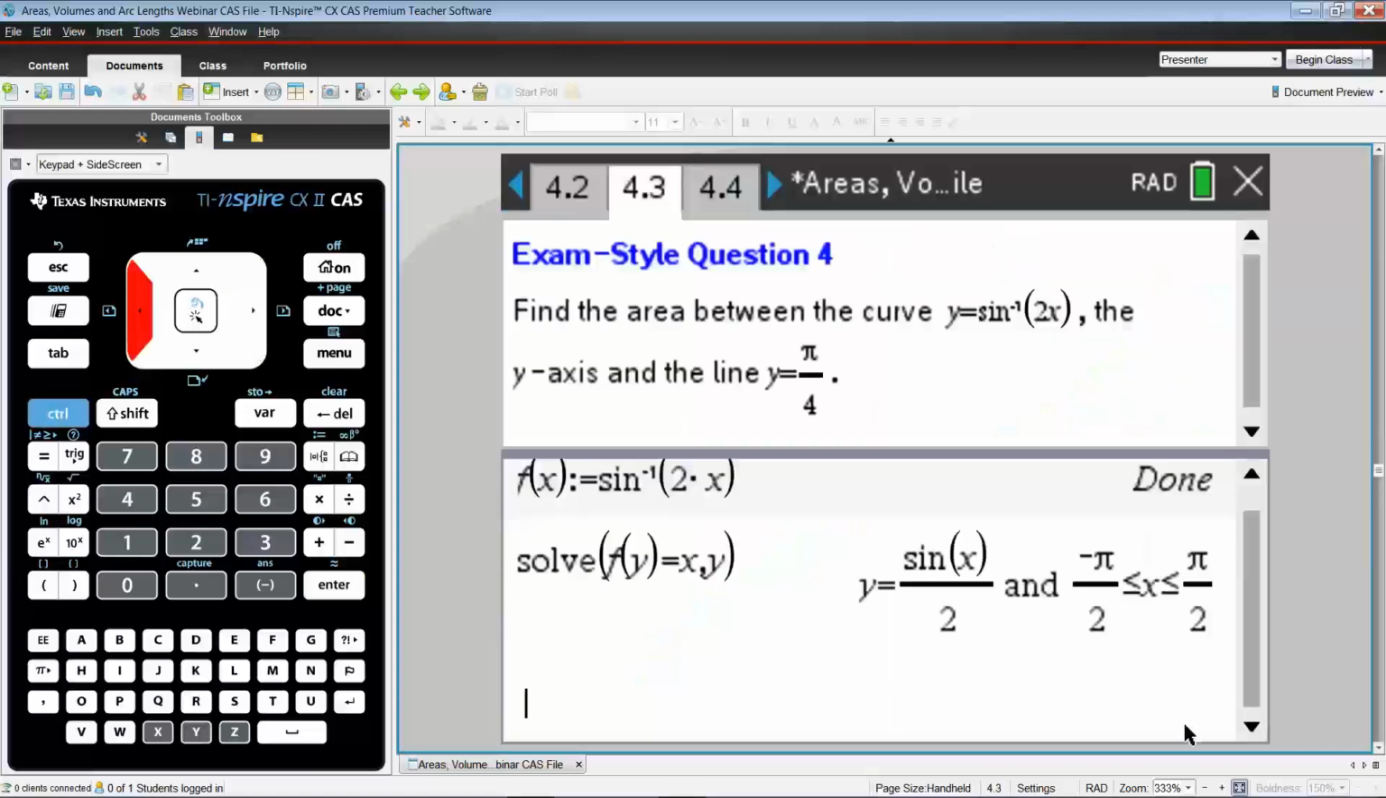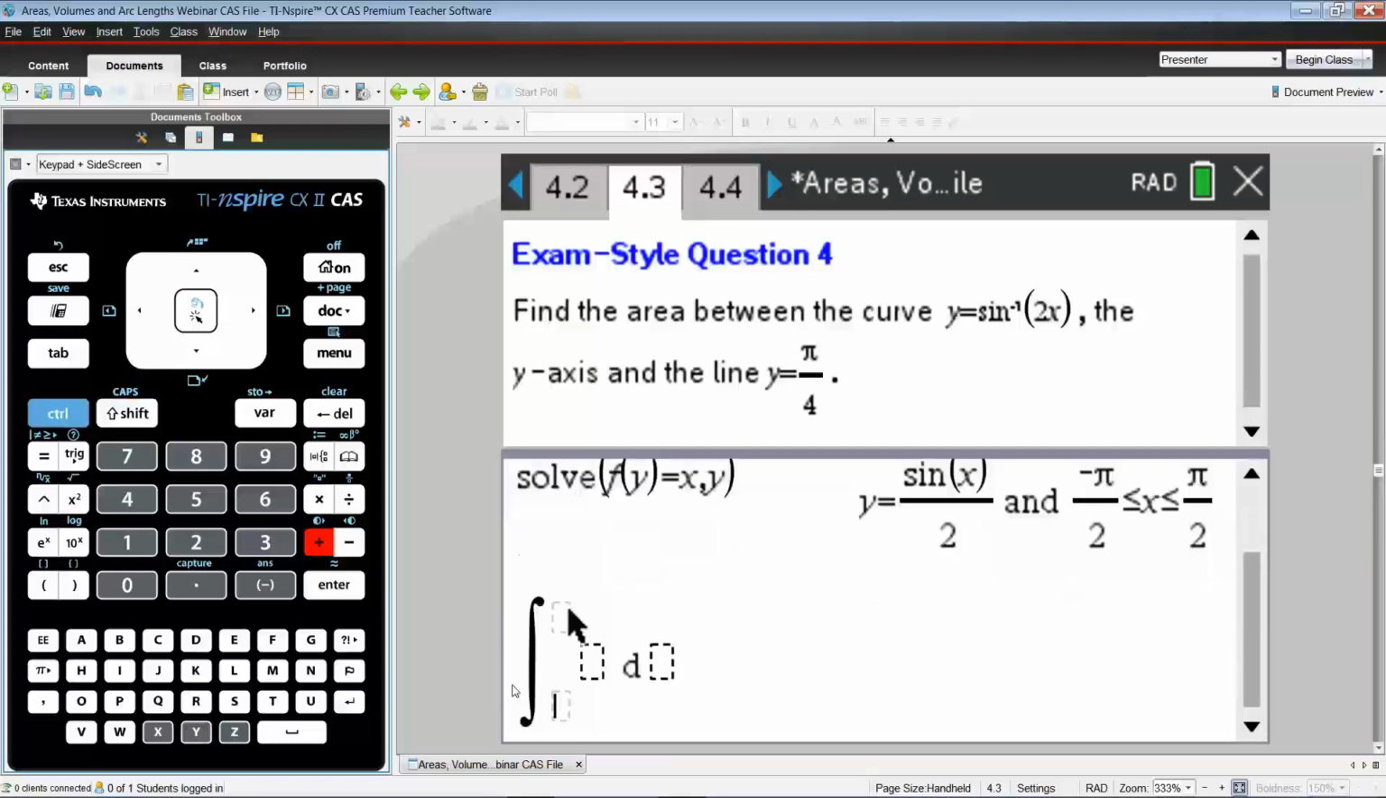Okay, so when you do the inverse, the domain and range will of course swap. So there we are, this is y in terms of x. However, what we need to do when we perform the integral is to do this in terms of y's. Okay, so let's see how we do that.